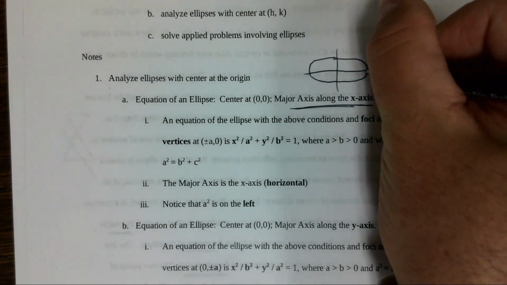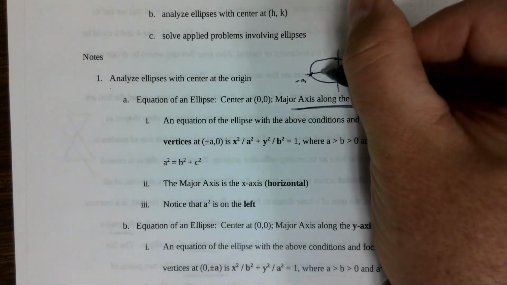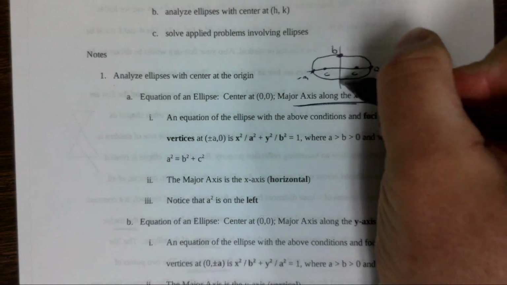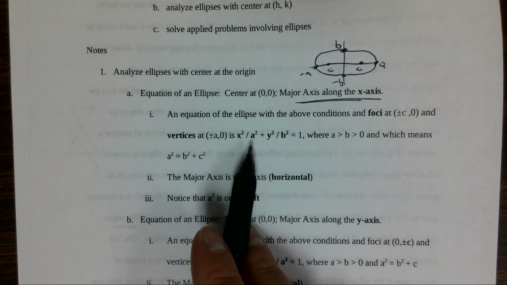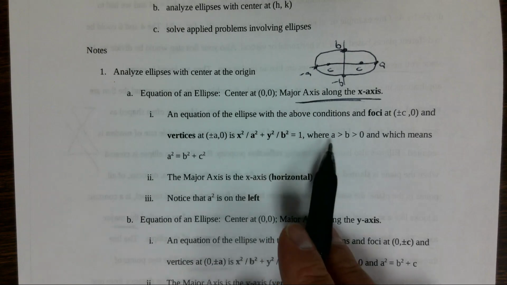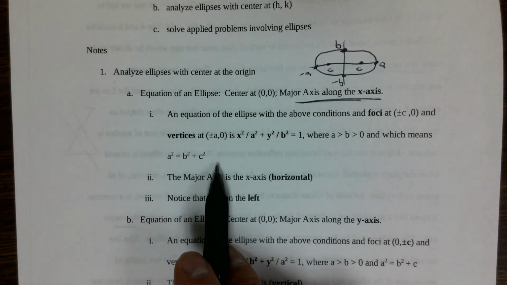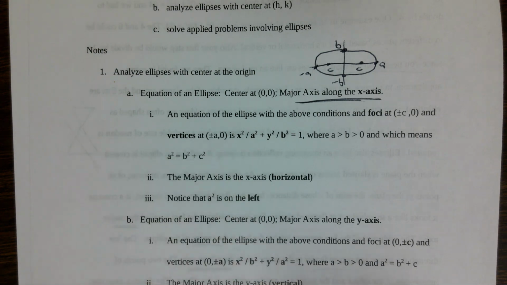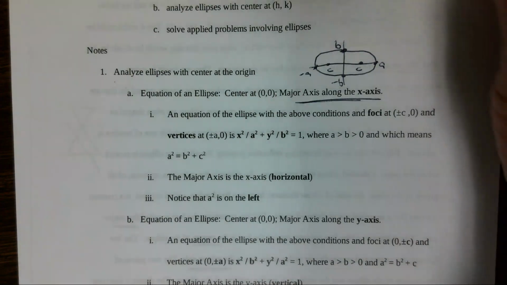So basically you're going to have a here, you're going to have negative a here. Pretty sure c is on the inside, like that. And positive b would be here, negative b would be down there. So basically you would have x squared over a squared plus y squared over b squared equal 1, where a is bigger than b, which is bigger than 0. And that means you kind of have this thing looking like the Pythagorean theorem, but a squared is biggest. So b squared plus c squared. So the major axis is horizontal. Notice a squared is on the left in the formula.